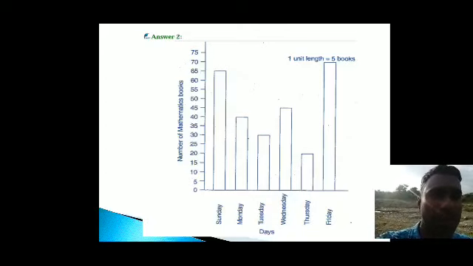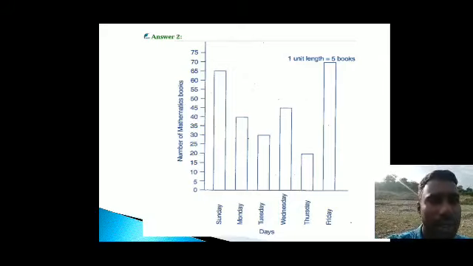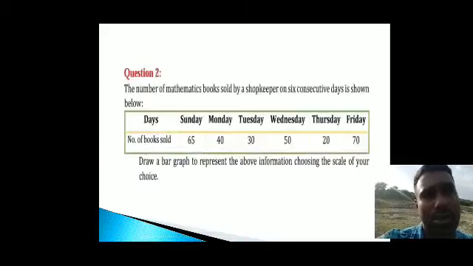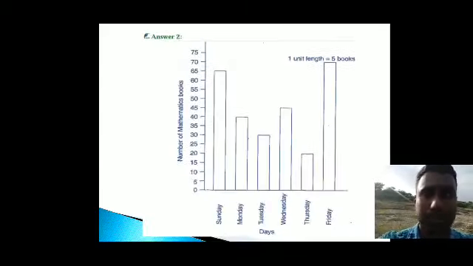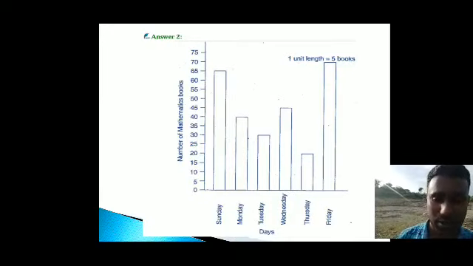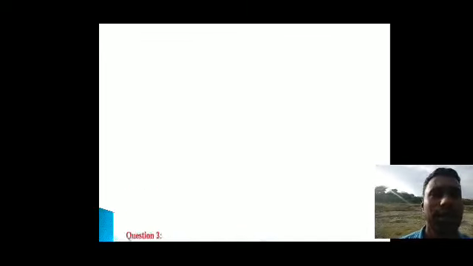And Tuesday 30, same way you can mark, and Wednesday 45 you can mark, and Thursday 20 you can mark, and Friday you can mark at 70. So this is the data, right? Yes. Okay, so this is how we can mark it. Okay students, the next one, problem number 3.